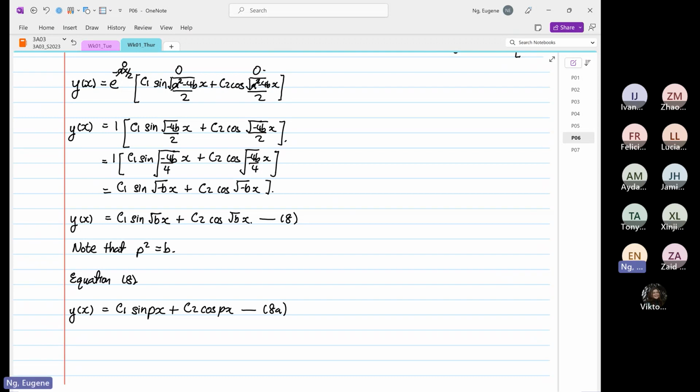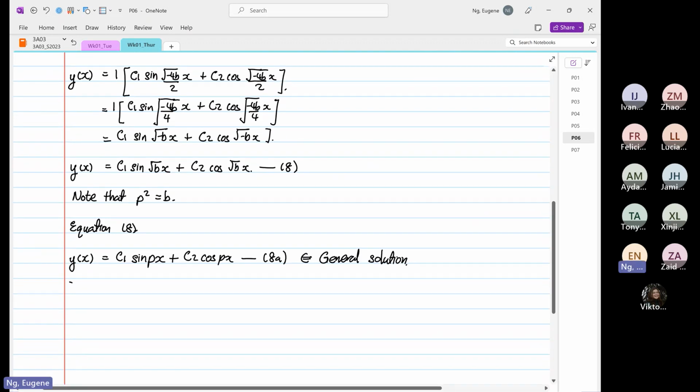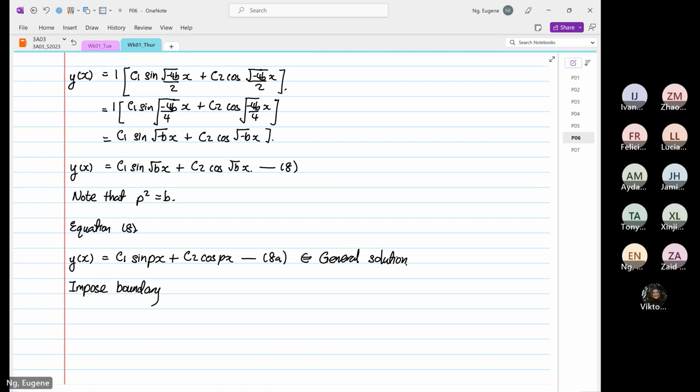So now we have two unknowns. What you see over here is still known as our general solution. Okay, so we are not done yet. We have to impose boundary conditions to equation 8a to determine C1 and C2. That's where we are going to use our boundary conditions.